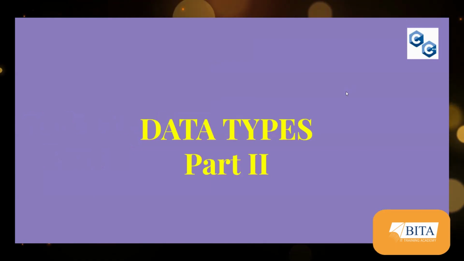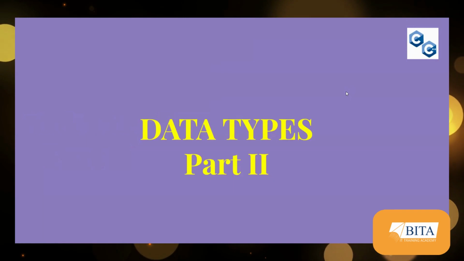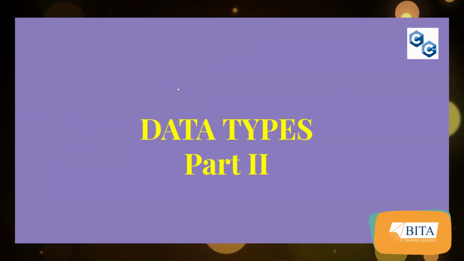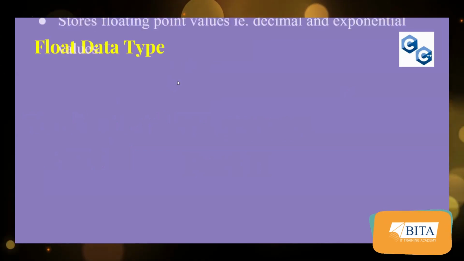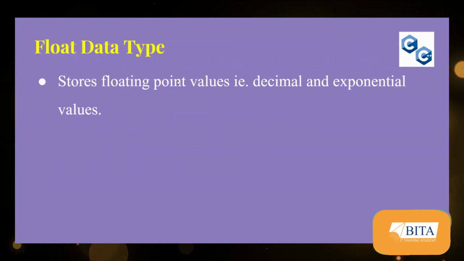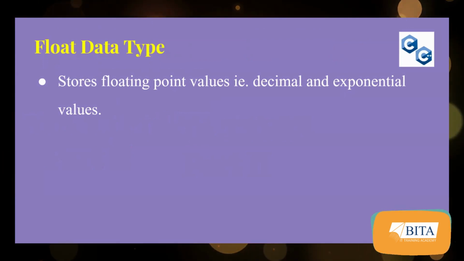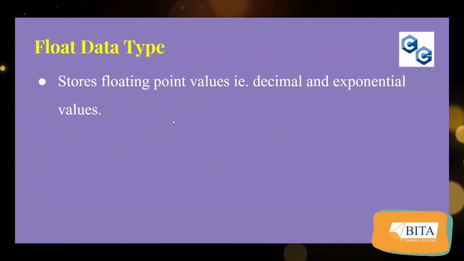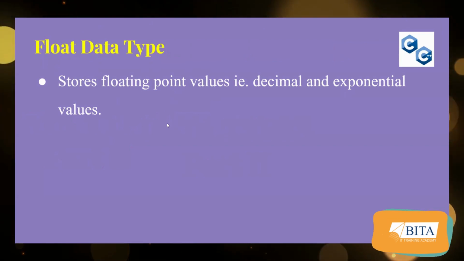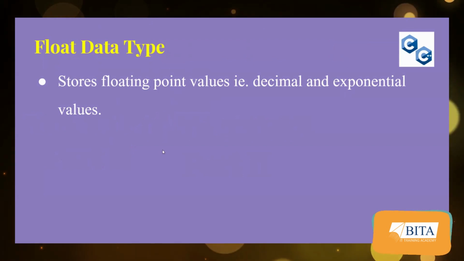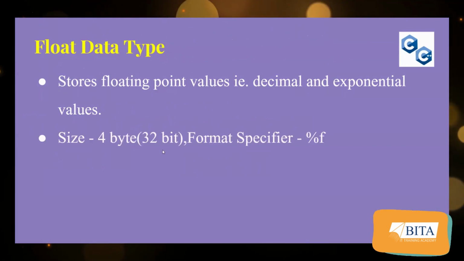Everybody, welcome back, and in this video we'll learn about the remaining data types that are available with the C programming language. So firstly we'll begin with the float data type. The float data type is used to store real values, that is numbers with decimal points, with single precision. It has 7 decimal digits of precision, and sometimes you may get precision errors in the case of larger numbers.